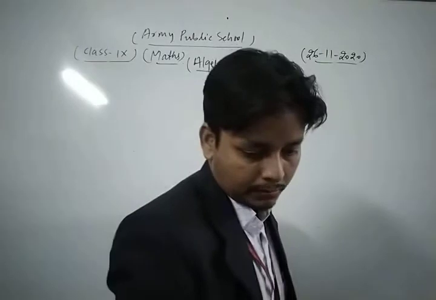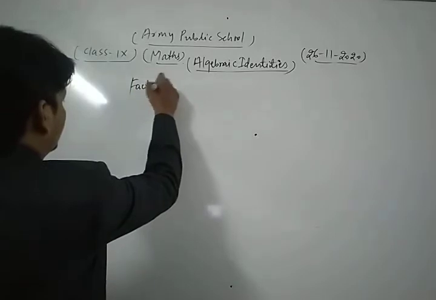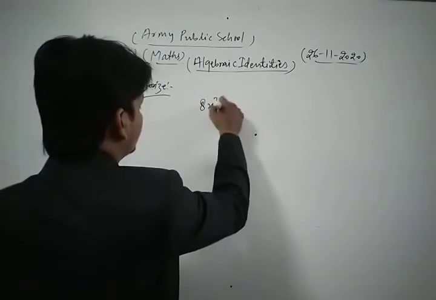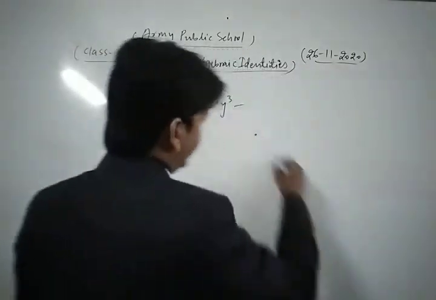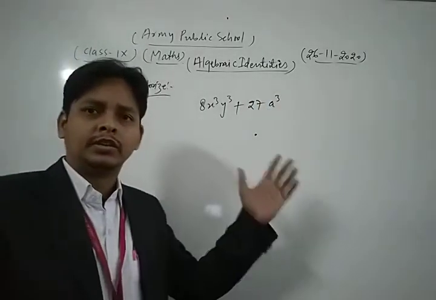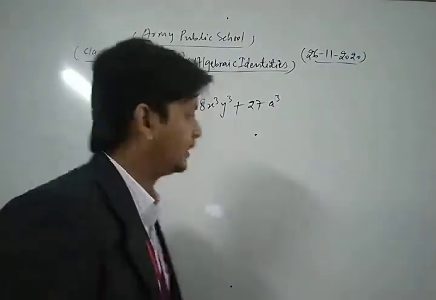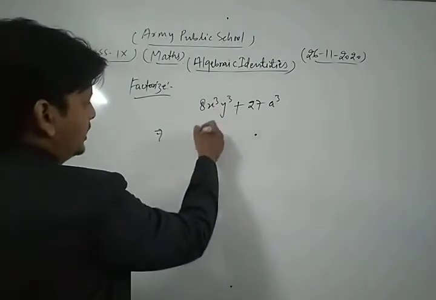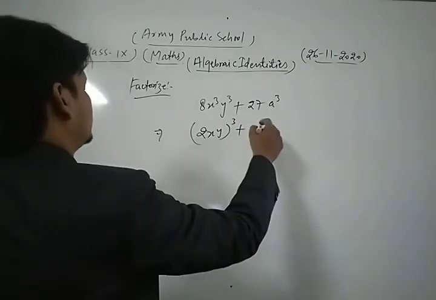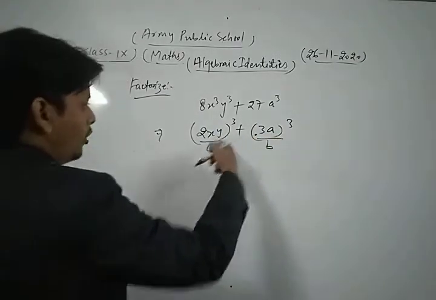Suppose we have to factorize 8x cube y cube plus 27a cube. This is a very easy question, dear students. We just factorize it based on the identity a cube plus b cube. First of all, we write the first term in the form of (2xy) whole cube, and we write 27a cube as (3a) cube. This is the value of a, this is the value of b, so this is the form of a cube plus b cube.